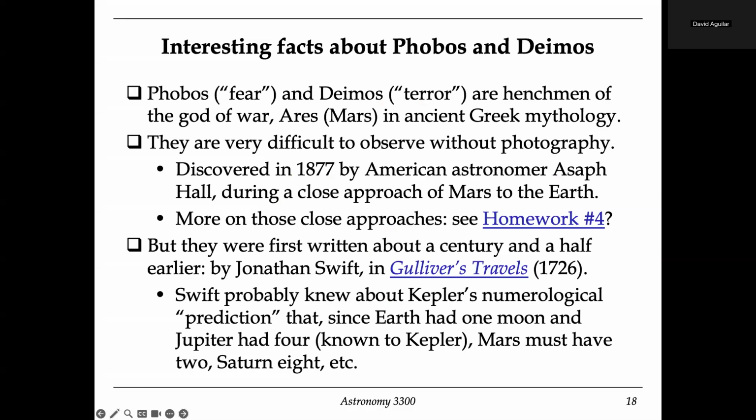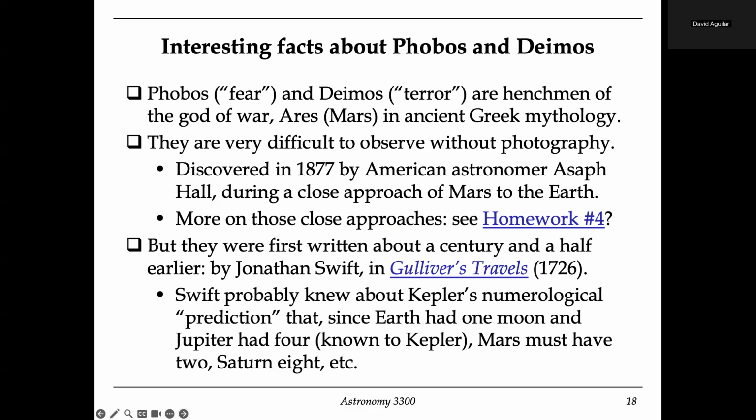Phobos is fear, and Deimos is terror. These are the henchmen of the god of war, Ares, in ancient Greek mythology. So of course Mars, I don't really know how they went through this in a very strange way, right? Mars is the Roman god name, but they didn't want to give the Roman names for fear. They wanted to give the Greek names for fear. Make it make sense. Anyway.